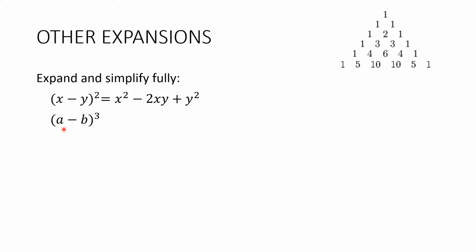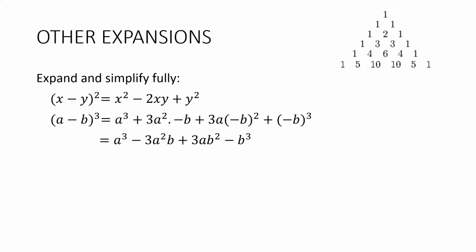So it's going to be a cubed plus 3a squared multiplied by negative b plus 3a multiplied by (negative b) all squared plus (negative b) all cubed. All right, let's have a look at all of that. Tidying that up, I get this. Now what can you notice here about the pluses and minuses? It's also similar to this one. Can you see how they oscillate?